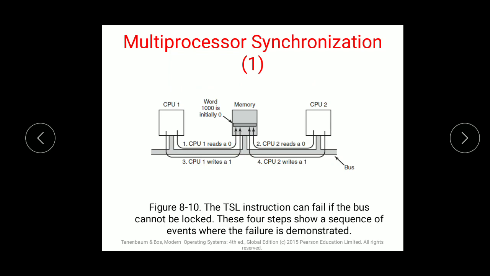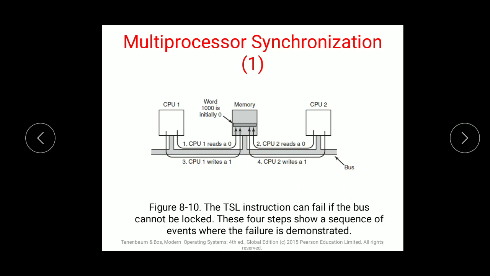TSL, that is the test and set lock instruction, can be implemented in the critical regions so that every memory word can be used by the CPU. This instruction takes 2 bus cycles to carry out the memory operation. So there are 2 bus cycles: CPU 2 reads 0, CPU 2 writes 1, CPU 1 reads 0, CPU 1 writes 1. So these are 2 operations, 2 bus cycles carried out to read and write the memory on a uniprocessor.